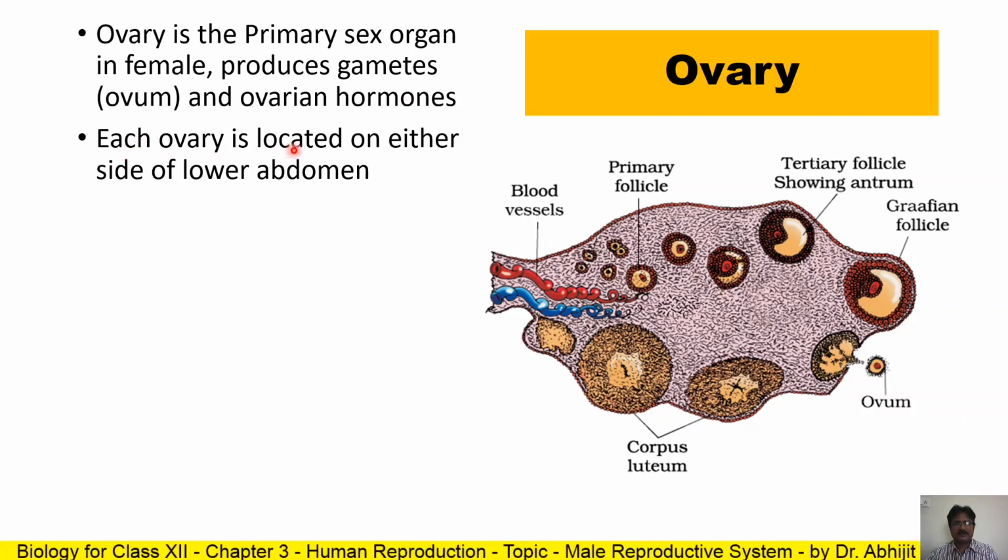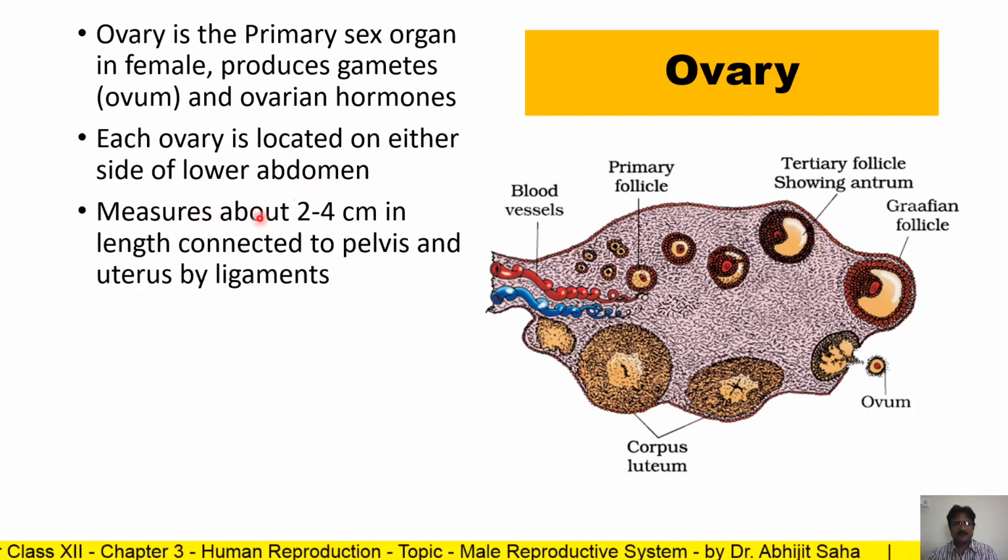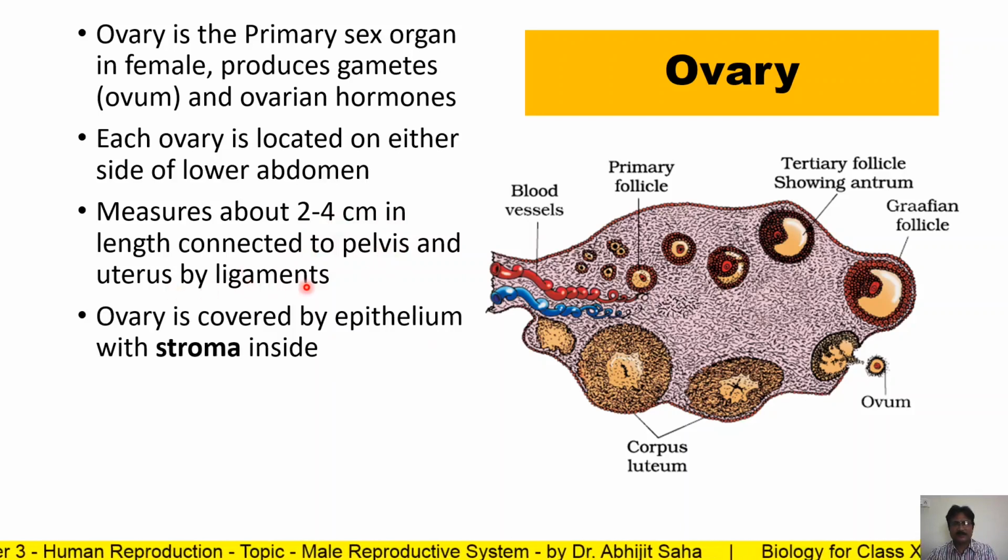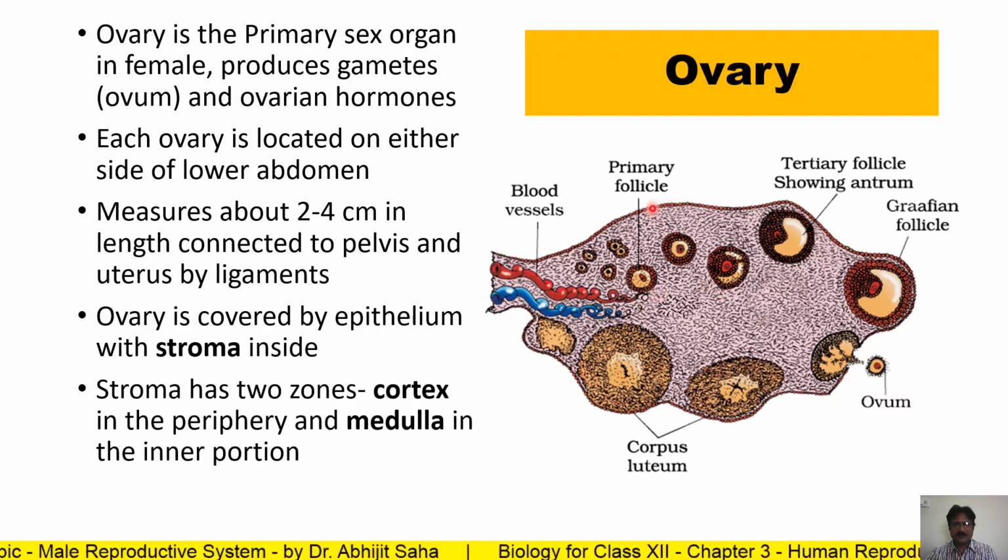Each ovary is located on either side of the lower abdomen, measures about 2 to 4 centimeters in length, and is connected to the pelvis and the uterus by ligaments. The ovary is covered by epithelium, and inside this is the stroma. This stroma has two zones. The outer zone is called the cortex and the inner zone is called the medulla.